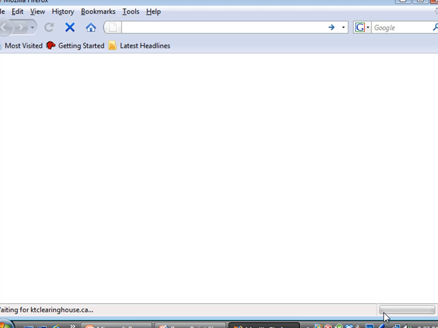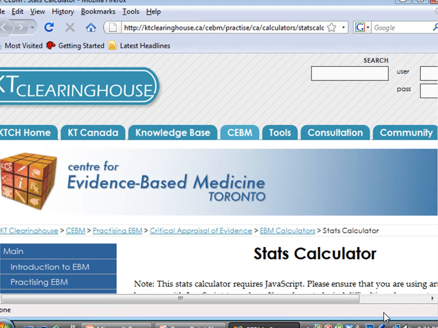Let's use another calculator. This one will provide us even more information and introduce us to the concept of confidence intervals. What we're going to do is enter some of the data that we discussed previously, and we're simply going to fill out the 2x2 table and let the calculator do the rest. So I'll do that right now.